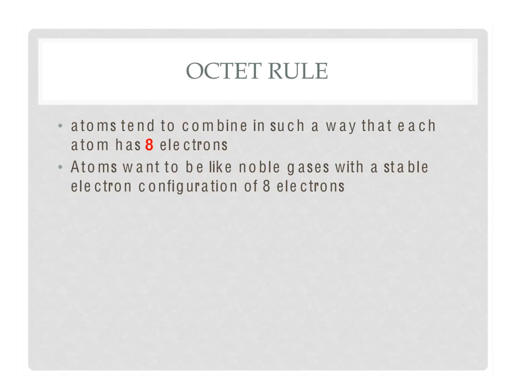So we've been talking about this octet rule, so let's define it. It is when atoms tend to combine in such a way that each atom has 8 electrons. Atoms want to be like the noble gases with a stable electron configuration of 8 electrons. Remember that the noble gases is group 18.